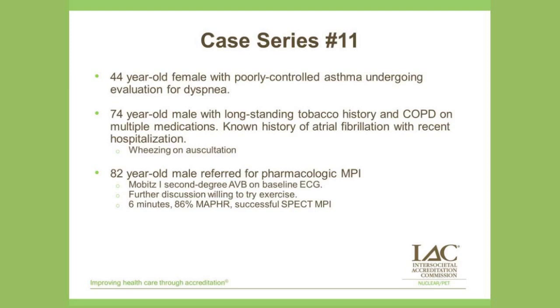And because of his known history of AFib, we'd rather not put him through dobutamine. And then an 82-year-old male referred for pharmacologic MPI who had Mobitz 1 second-degree AV block. And that's the reason that we don't want to be using a vasodilator because of the risk of heart block. And this is important. We talked to him about exercise, being willing to try exercise, and he's like, sure. Nobody thought he would be willing to, but he sort of didn't look like somebody who'd be a big exerciser, but he was very willing, and he ended up going 6 minutes, and he had a successful SPECT MPI.